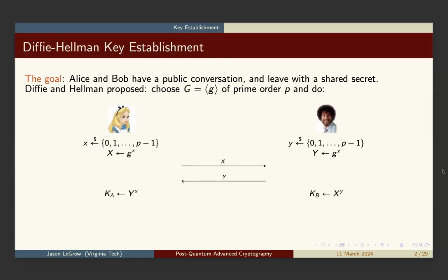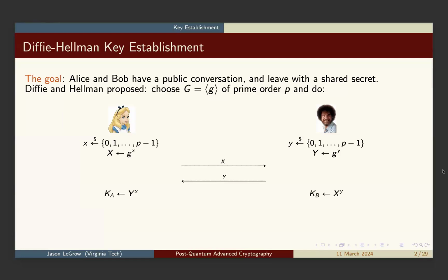So Diffie and Hellman proposed that we take a cyclic group G generated by little g, of prime order p, and do the following. I'll explain what's going on in these slides. Alice is going to choose a secret integer x between 0 and p minus 1. She'll construct her piece of public information, capital X, which is g to the power little x. She sends that over to Bob. Bob does all the analogous things, except everything he has is called little y and big Y. He sends big Y over to Alice.